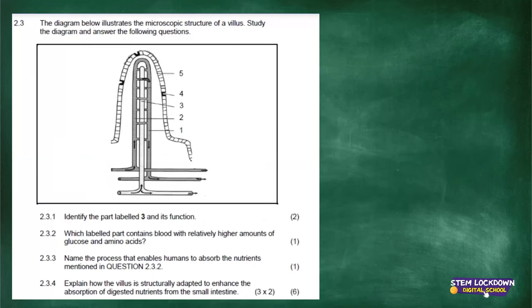If you guys are new to this platform, Thursday, we were looking at the small intestine and absorption that takes place in the small intestine. Question 2.3 reads, the diagram below illustrates the microscopic structure of a villus. Study the diagram and answer the following questions. Question 2.3.1, identify part labeled 3 and its function. Question 2.3.2, which label part contains blood with relatively higher amounts of glucose and amino acids? Question 2.3.3, name the process that enables humans to absorb the nutrients mentioned in question 2.3.2. And question 2.3.4 says, explain how the villus is structurally adapted to enhance the absorption of digested nutrients from the small intestine.